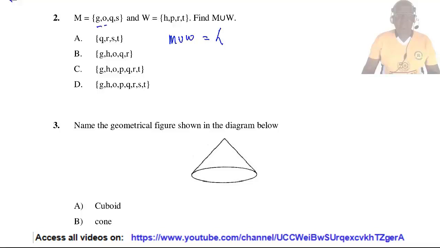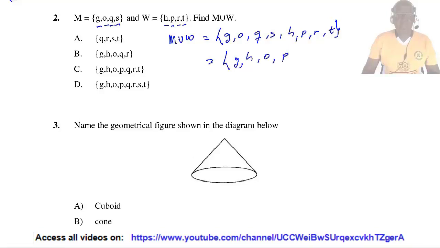So J, O, Q, S, then H, P, R, T. Now let's arrange them in alphabetical order. We shall get H, J, O, P, Q, R, S, and T, which equals to D.